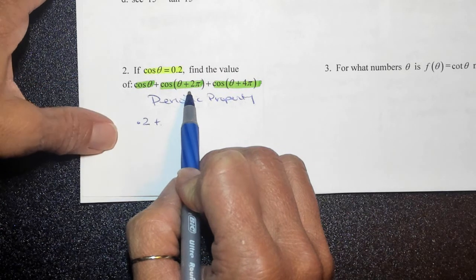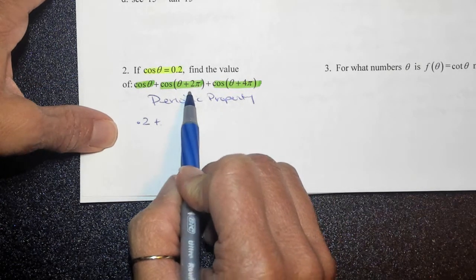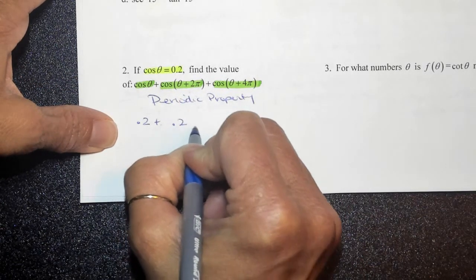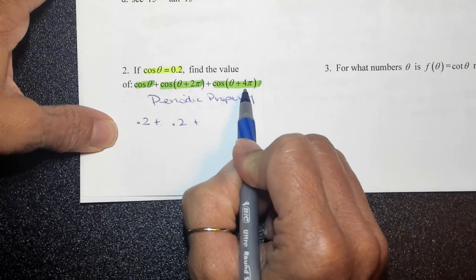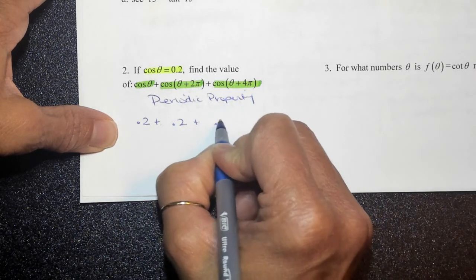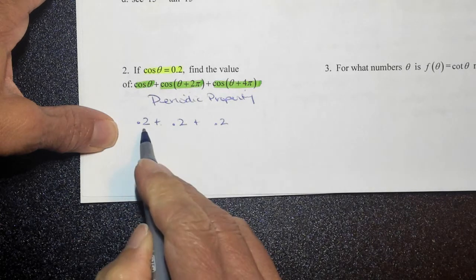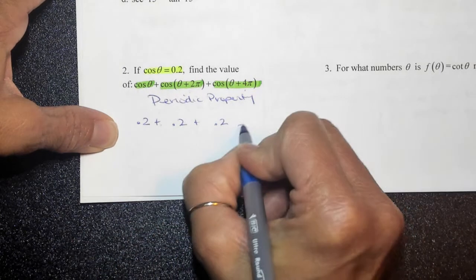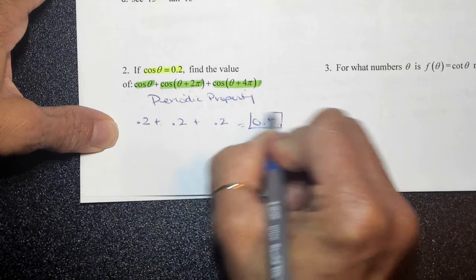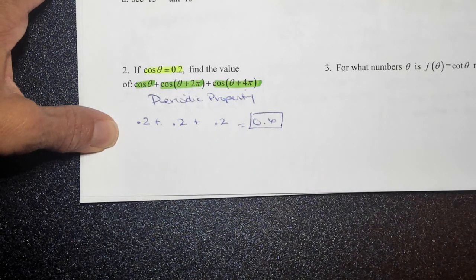You're going to be in the same place. So wouldn't that have the same value? So this is 0.2 plus, here this is just adding 2 revolutions. So this is 0.2 again. So 0.2 plus 0.2 plus 0.2 is equal to 0.6. Okay, you're using the periodic property here to get your answer.